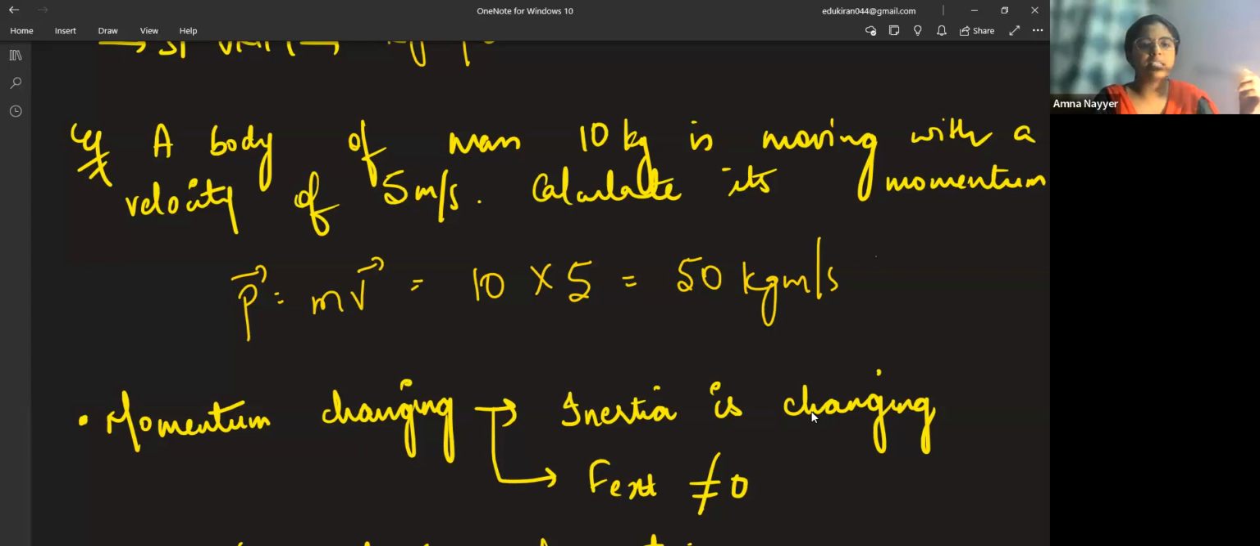Suppose I am moving this. Suppose this is being moved. This is moving at its own speed, so it is having a certain value of momentum by which it is moving. Suppose this is moving fast. Fine, look at this. This is moving fast. Now I have stopped it in between. So now what will happen?